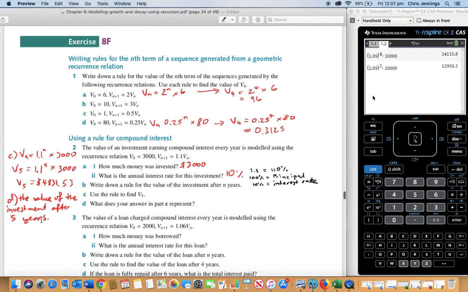Let's get to some questions. That was a lot of examples there. Writing rules for the nth term of a sequence generated from a geometric recurrence relation. Here, we've got to find the value of V4 in each of them.